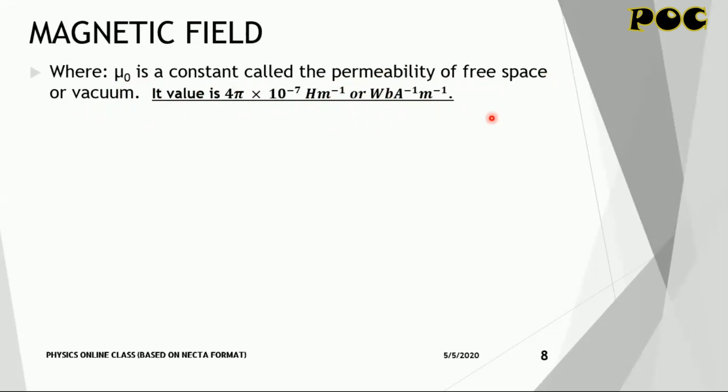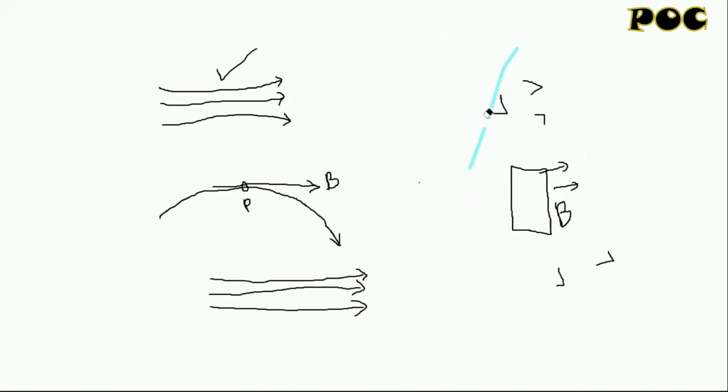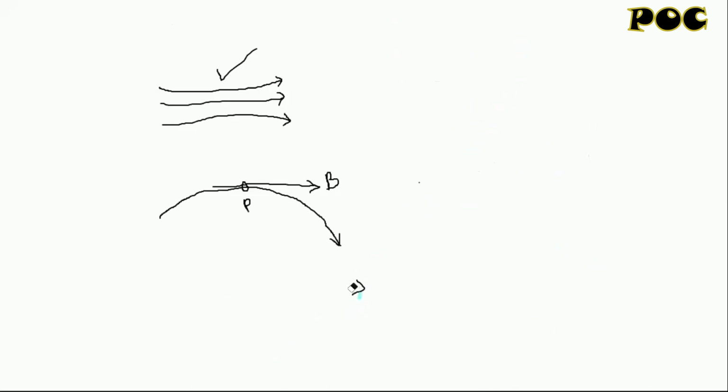We are going to see later how they are obtained. And when we have just a symbol mu without the subscript here, that is called permeability of media. And when we have a symbol mu r, mu with a subscript of r, that shows relative permeability. Now let me explain the relation between permeability of free space and the relative permeability. They are related. When you are given the relative permeability, you can use it to find the permeability of the media.